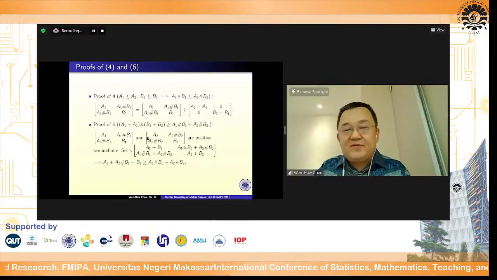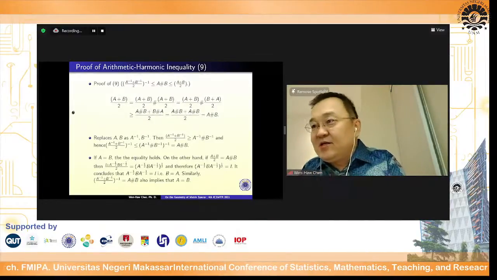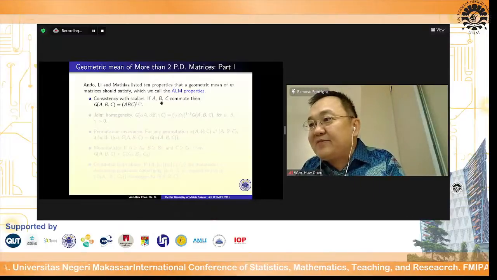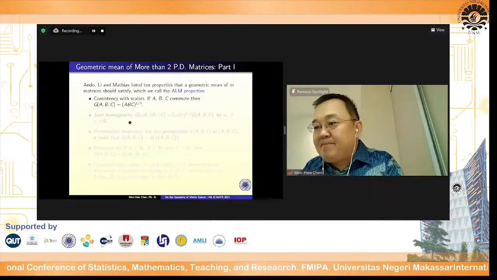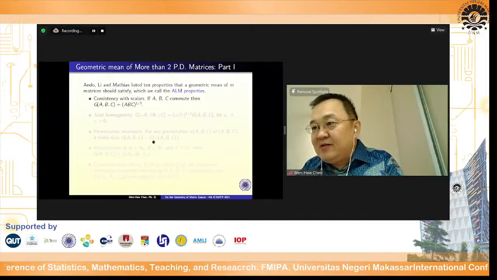And this proof is not so difficult, but it's very interesting. So for three positive definite matrices, there are some properties about it. Okay, we just ignore this.